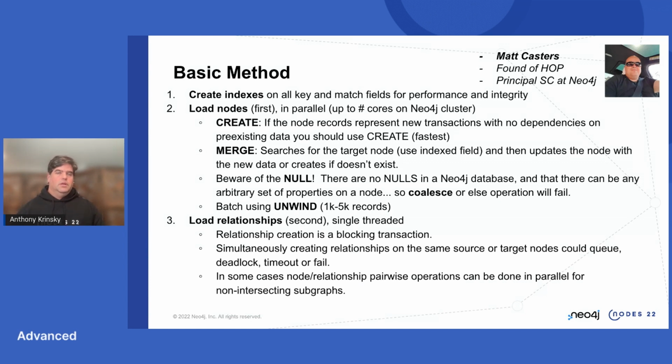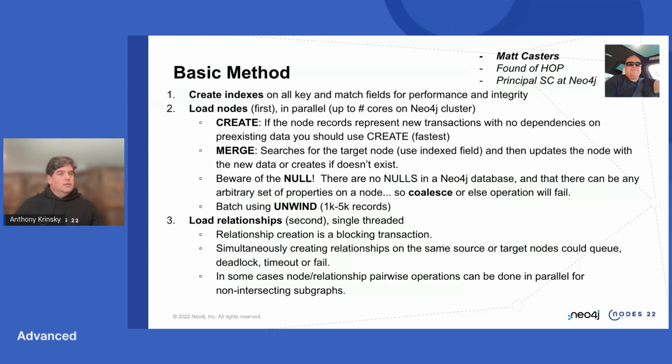Important to keep in mind that we're going to be processing each transaction on a single core or hyperthread. So when you set up parallelization, be mindful that if you parallelize too many threads, they're going to queue. So up to the number of cores, or really hyperthreads, in the Neo4j cluster. Use create. If your database is empty, it'll be faster. Use merge otherwise, and make sure that when you're merging, you're looking up keys that are indexed for obvious reasons.